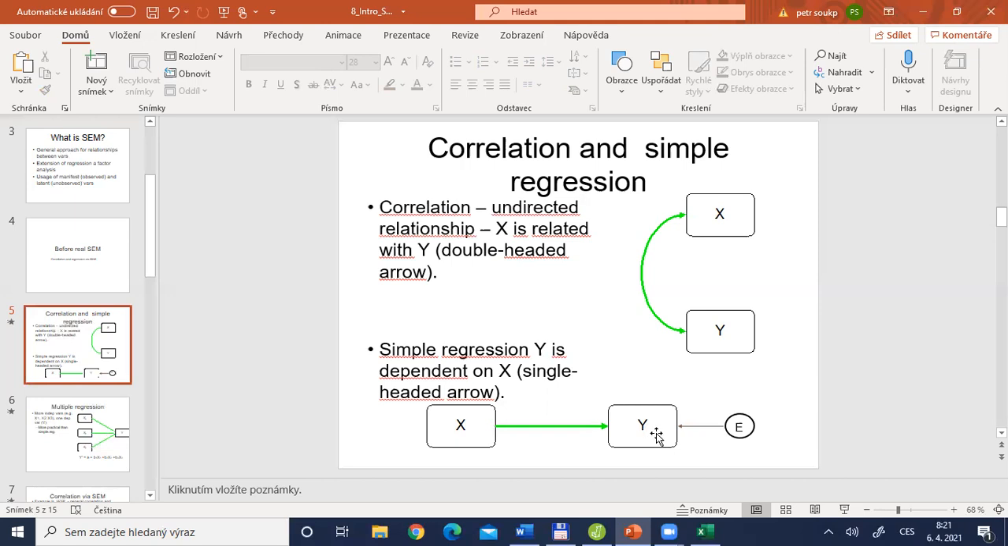And according to your previous knowledge, I guess you can help me. What could be the meaning of this E, which is closely related to Y, the dependent variable? What could be this E part of the model? Can somebody help me? What is the meaning of this E part, which is related to the dependent variable?